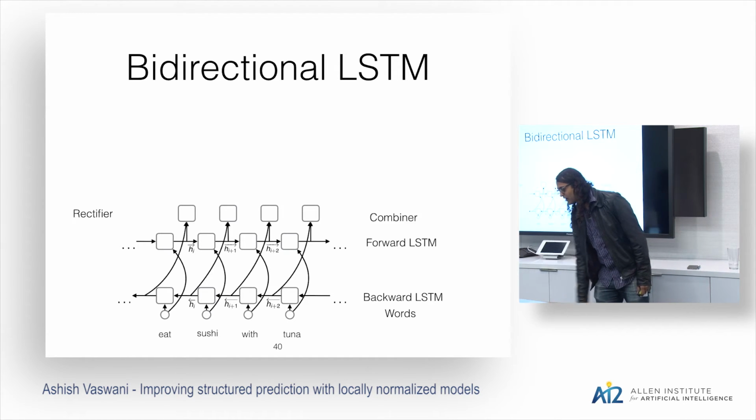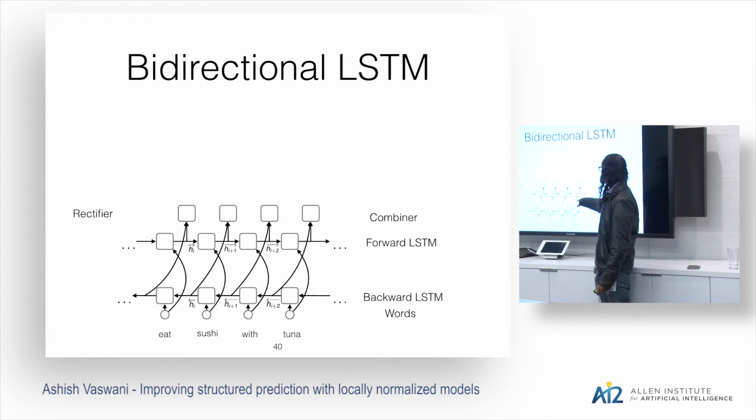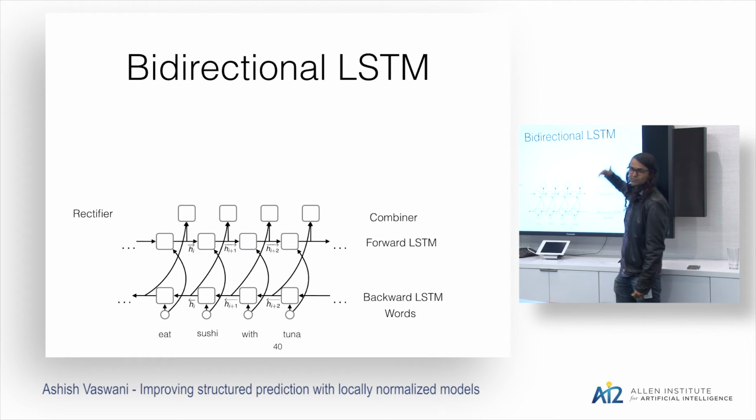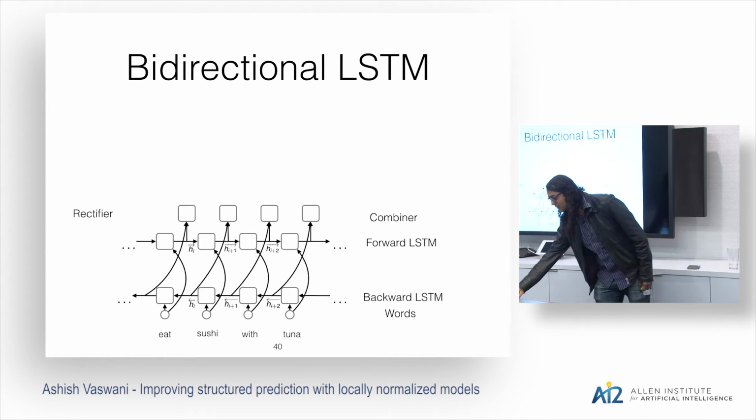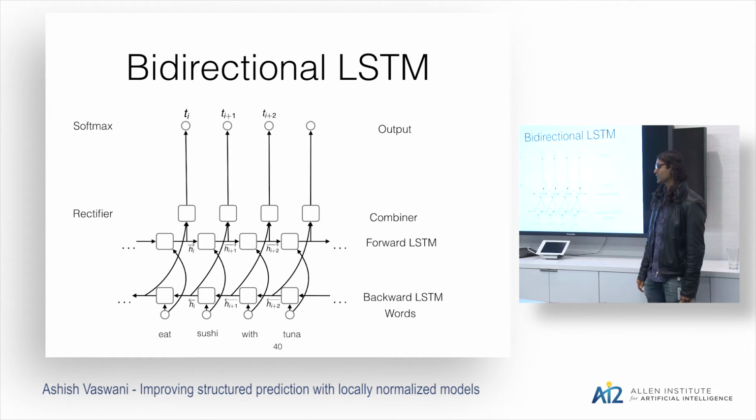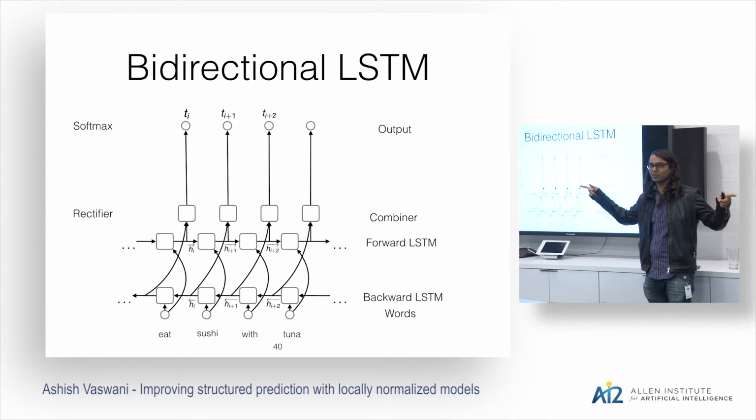And you have a combiner. It's an ensemble that takes these two hidden vector annotations, linearly transforms them, and passes them through a rectifier nonlinearity. And then you send it off to a softmax output, which computes your distribution across supertags.